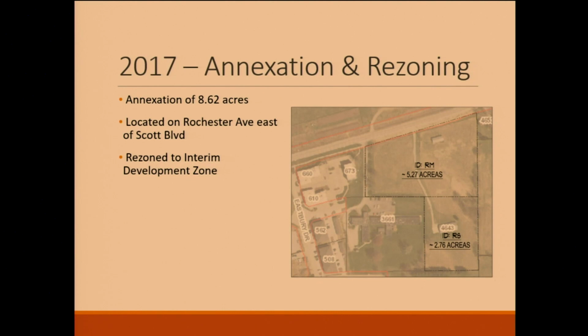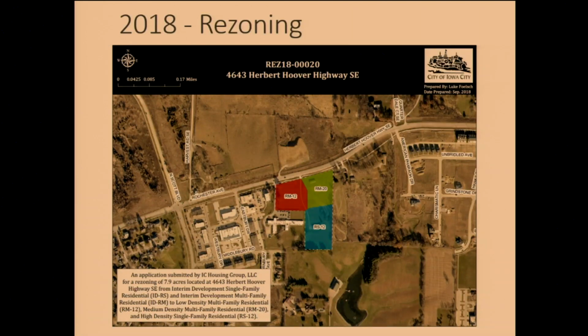I just wanted to take a project from start to finish, a more recent project that went through all of these steps. If you remember, some of you might have been here in 2017 when about 8.5 acres of land was annexed on Rochester Avenue east of Scott Boulevard. This was annexed and then rezoned to an interim development zoning designation in 2017. And then in 2018, they came back for another rezoning. So they rezoned a portion of that land to multifamily residential and a portion to single-family residential.